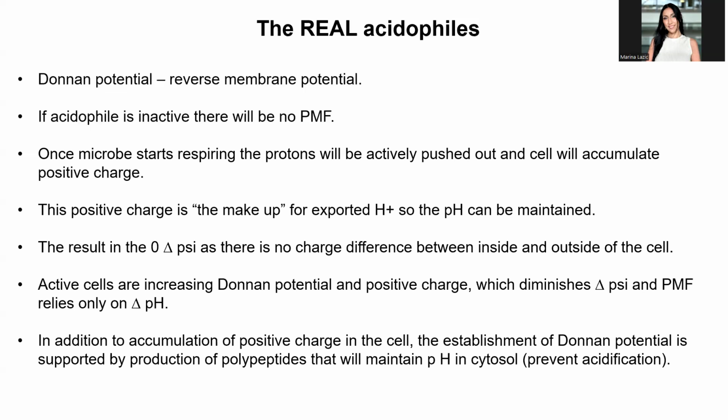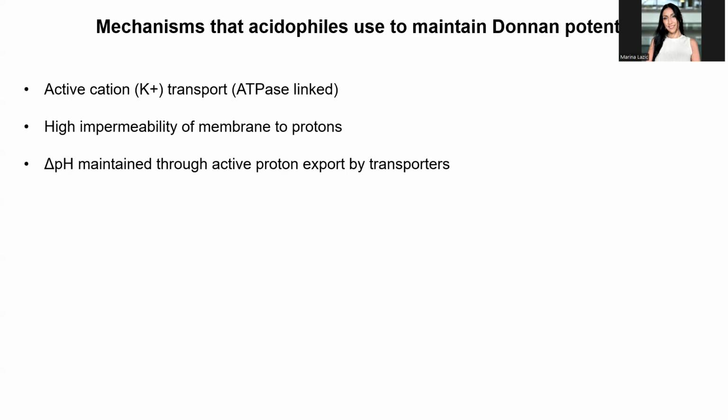Very often, in order to establish Donnan potential, cells are producing certain polypeptides that will maintain pH in the cytosol, just to prevent acidification. So what are the mechanisms? Protein production, peptide production can be one of them used to maintain Donnan potential. So what are cells doing there?